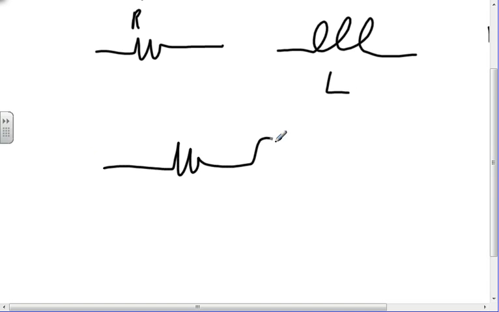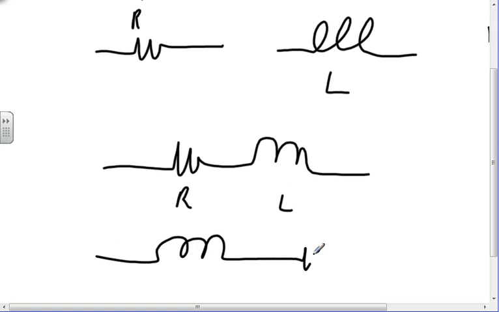So does it matter if I put them in series like that, or if I put them in series like this? Would it make any difference? And the answer is no. It doesn't matter who comes first and who comes second. They're going to have the same current. They're going to have the same power. They're going to have the same impedance. Either way, it doesn't matter.